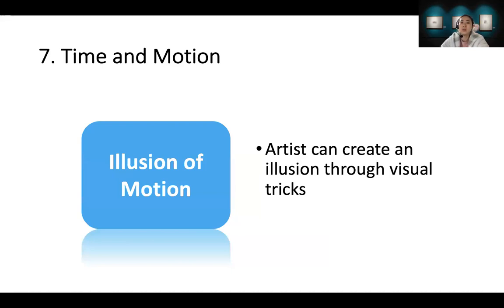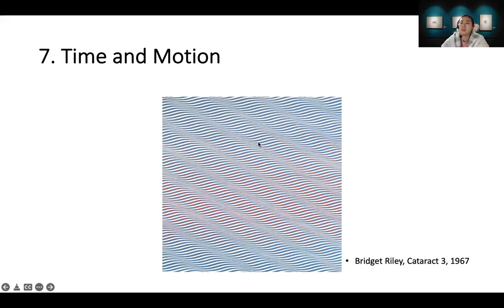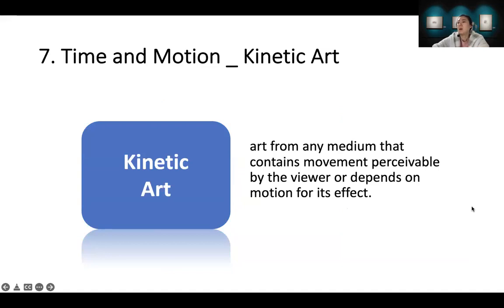And the illusion of motion: artists can create an illusion through visual tricks, like this work of art. And all kinds of moving art pieces are called kinetic art.